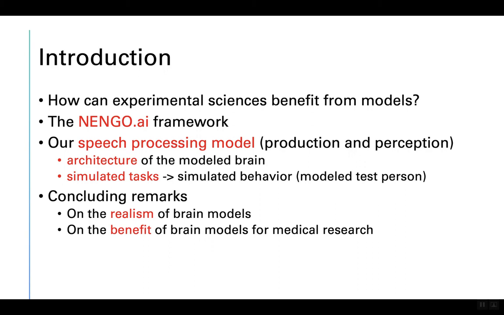Here we will concentrate on the architecture of the model, and we will concentrate on some simulations done by using the models. That means we can concentrate on tasks and simulate the behavior of the brain, at least of an avatar, of a modeled test person, in this case. Last but not least, I will give some concluding remarks. How good is the model? So we would like to talk on the realism of the brain models, especially of this model, and how we can benefit concerning our scientific work from the work we have done here using brain models. And this is especially focusing on medical research.